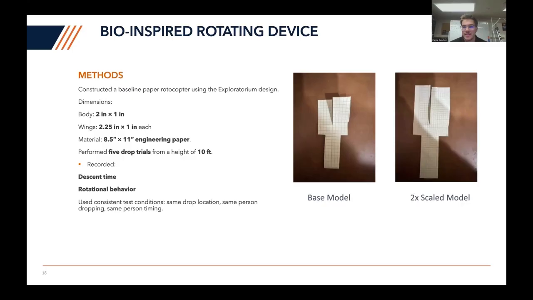So with this in mind, we took it to a bio-inspired rotating device where we constructed a baseline paper rotocopter using the Exploratorium design. Our dimensions are here as follows, and we performed 5 trials with a drop height of 10 feet, and we recorded descent time and its rotational behavior. We used consistent test conditions, with the same drop location, same person dropping, and same person timing to reduce some of those human errors. And both models are here as shown.